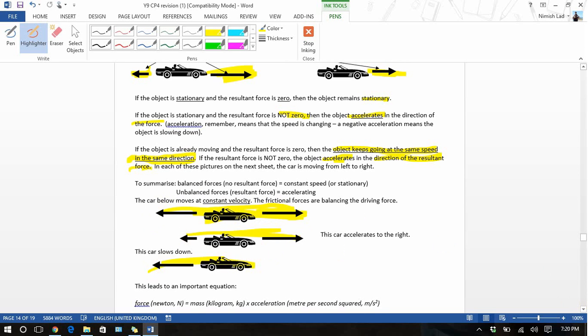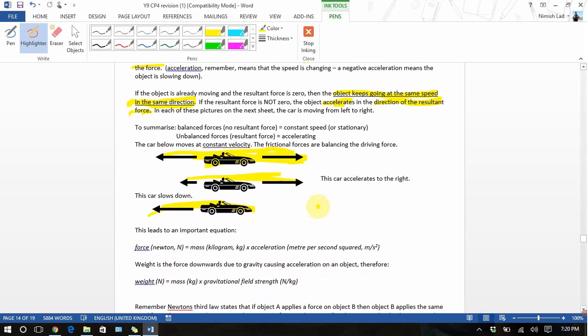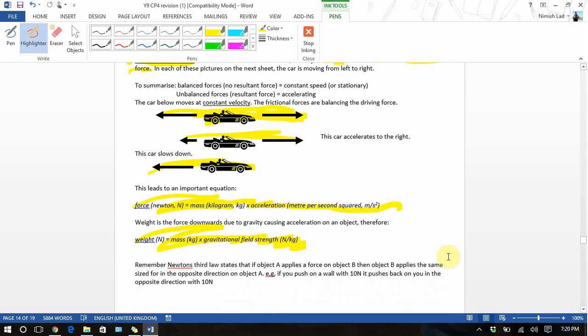This leads to an important equation known as Newton's second law. So everything we've discussed so far is Newton's first. This over here is Newton's second law, so force equals mass times acceleration. That also leads to another idea, which is weight is equal to mass times gravitational field strength. Remember that Newton's third law states that if object A applies a force on object B, then object B applies the same size force in the opposite direction on object A. So if you push a wall with 10 newtons, it pushes back on you in the opposite direction with 10 newtons. That's what Newton's third law tells us.